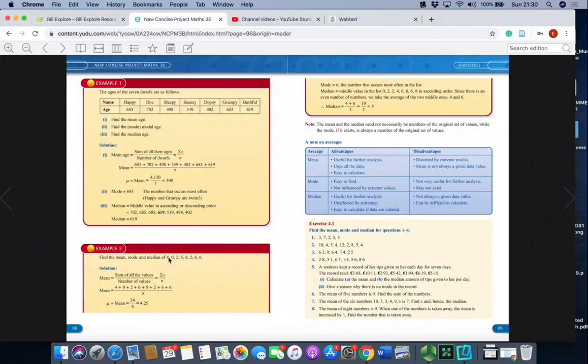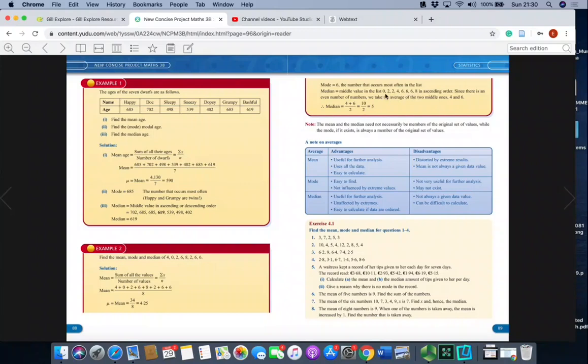The mode, well, this one is easy. In this one it's 6, the value that occurs most often. And then the median. Again, we have to write these in ascending order: 0, 2, 2, 4, 6, 6, 6 and 8.